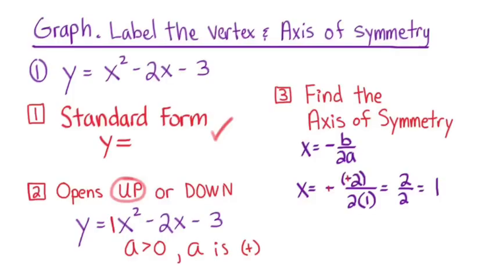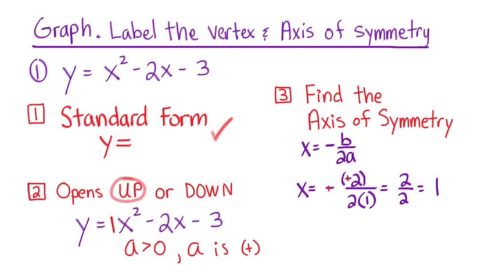So we're going to look at 7 steps today. The first 3 steps, we're going to kind of set it up for success here. We're looking at this quadratic equation of y equals x squared minus 2x minus 3. The first thing we do is check to make sure it's in standard form, or y equals. And then we see from the equation, does it open up or down? And because it's positive, we know that it opens up.